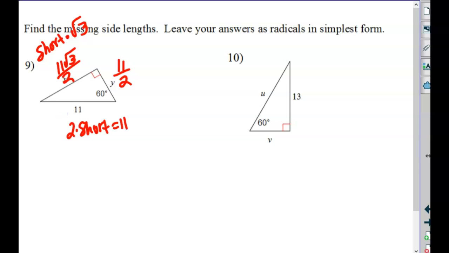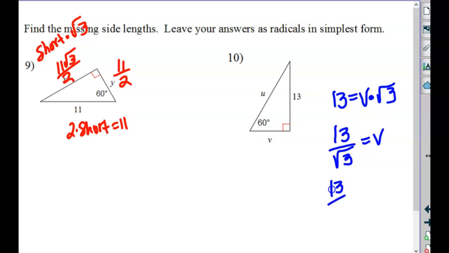This is the ugly one, because 13 is the short leg times v times the square root of 3. So what do we have to do to work backwards and find v? Look at the algebra here, guys. We just have to divide by the square root of 3, right? Well, what's that going to become? So we have 13 square roots of 3 over 3.